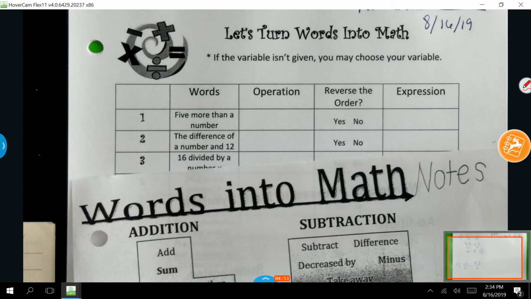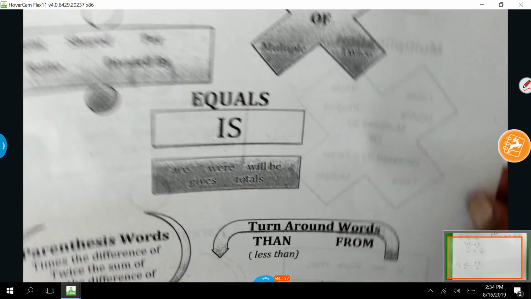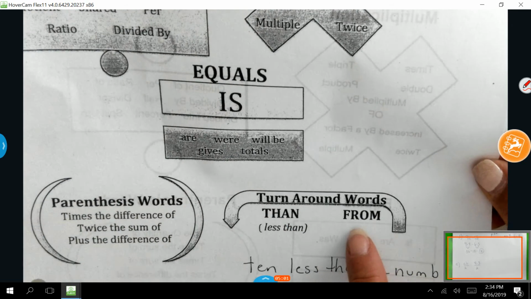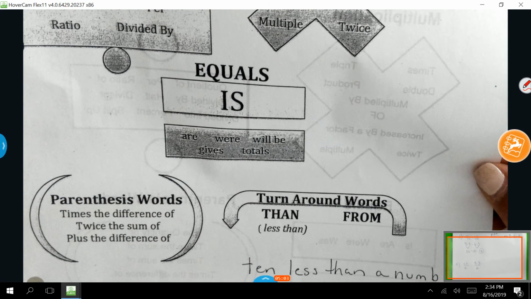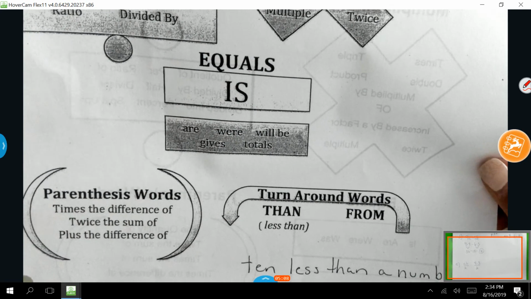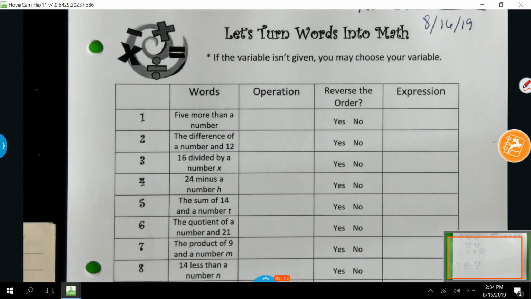This sheet, these are again notes for your reference. The important ones today that I want us to look at again are than and from. Remember, those are the turnaround words. If you see than or from, that means you have to switch the order of the subtraction or addition, even though technically with addition it won't change the result.